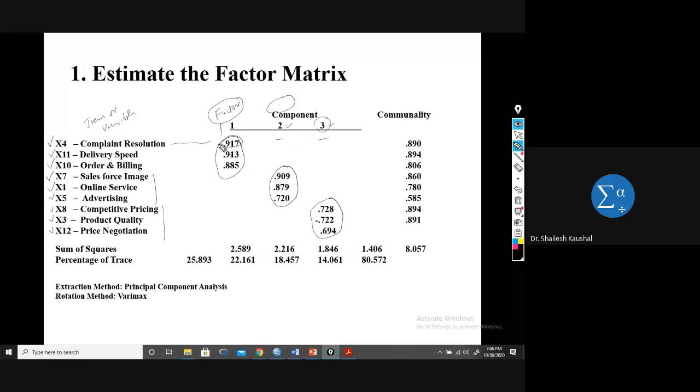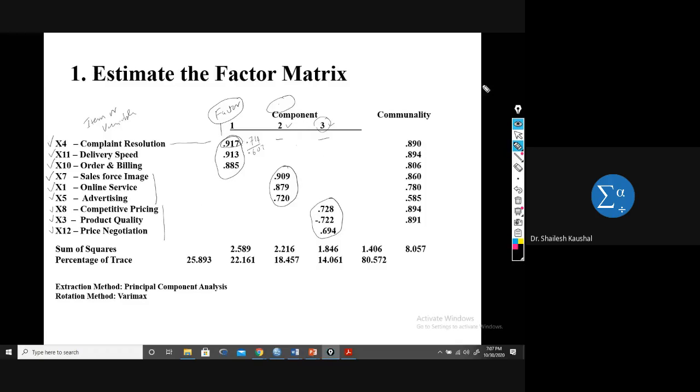The factor loading value should ideally be greater than 0.7. Sometimes it is acceptable if you take 0.6, but then the other variables' values should be high, because the variance should be greater than 50%.